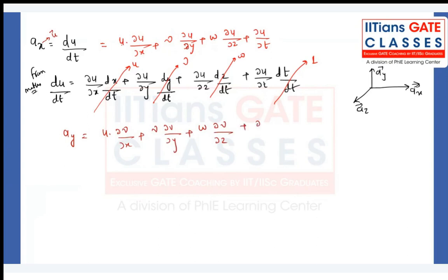In the same way, in the differential, small v will always be there because it is the y component. Similarly, az will be u into dou omega by dou x, plus v into dou omega by dou y, plus omega into dou omega by dou z, plus dou omega by dou t. That's very simple to remember.